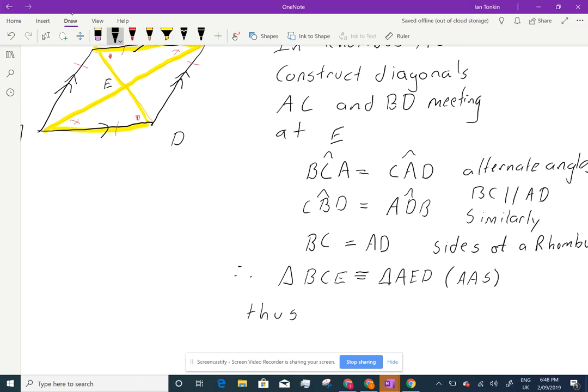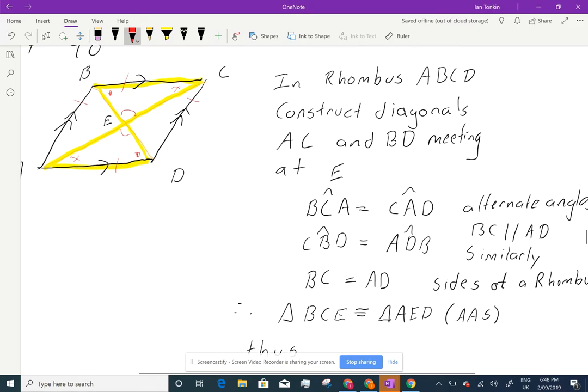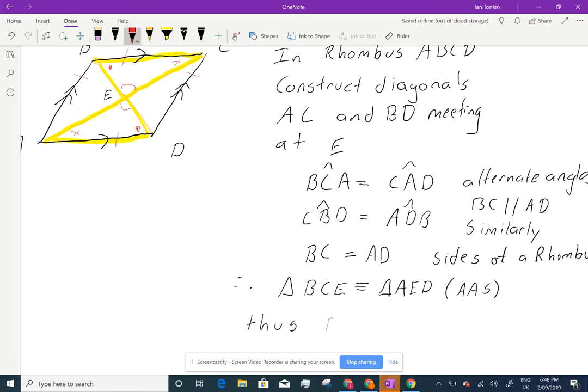Now, this angle and this angle are equal. All right? Now, I know that doesn't prove that they're 90, but it does prove that they're equal. Thus, BEC equals AED.